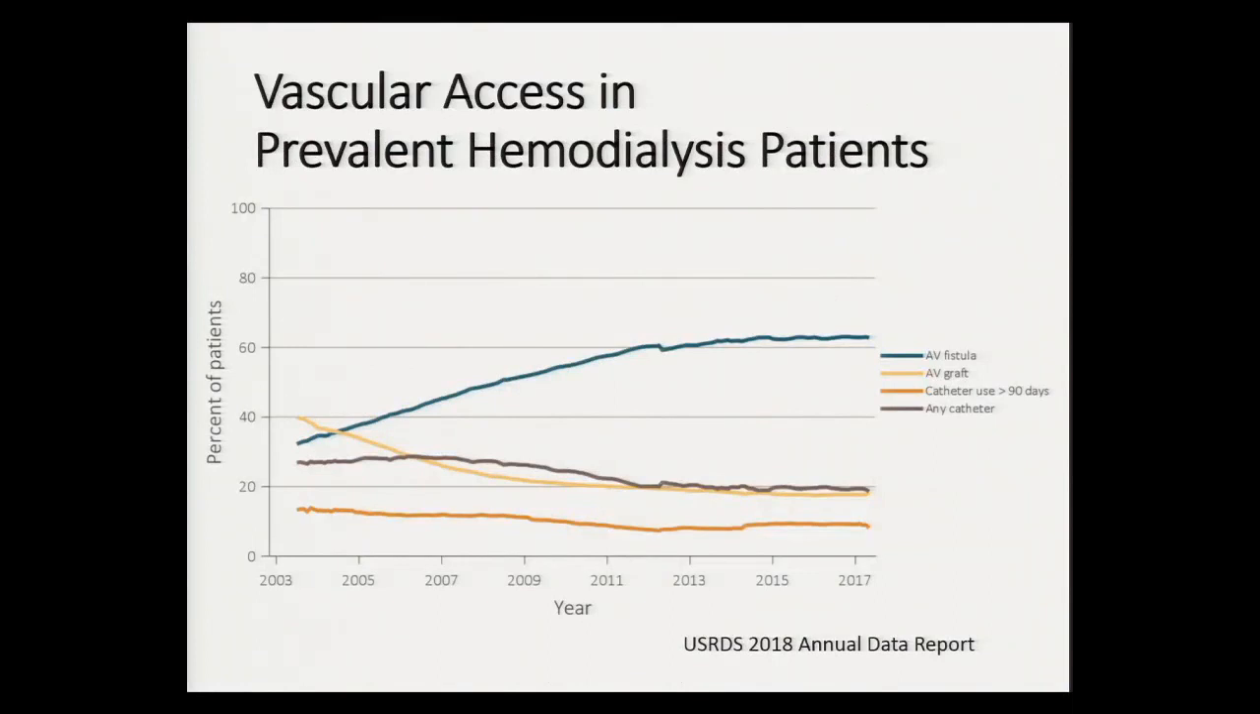This shows national trends of different types of accesses over the years. So 2003 was when the CMS started this Fistula First initiative, where there was a large push to try to place as many fistulas, avoid grafts, and definitely avoid catheters. So the grafts and the catheters have reversed from 2003. But unfortunately, it has plateaued now, and there's some limit to how many patients can have a functioning fistula. The problem is, like I said, if the fistula never matures and you're afraid to put in a graft, they just end up staying with a catheter for a long time. So proper patient selection is important.